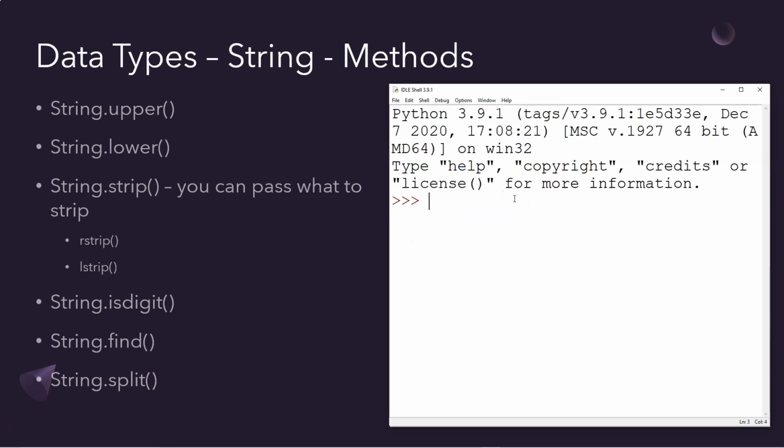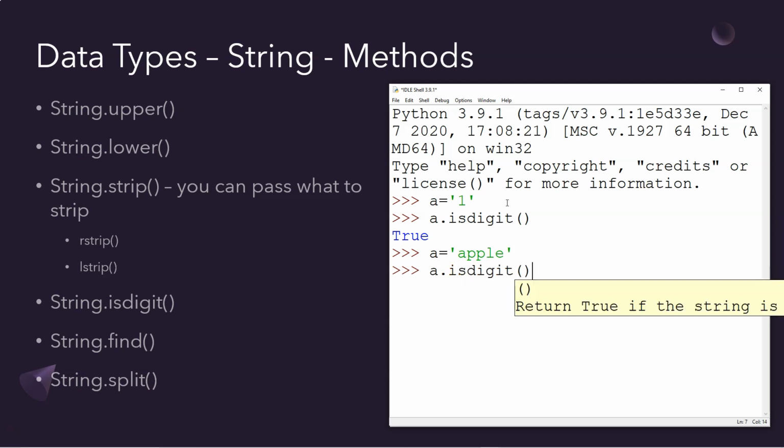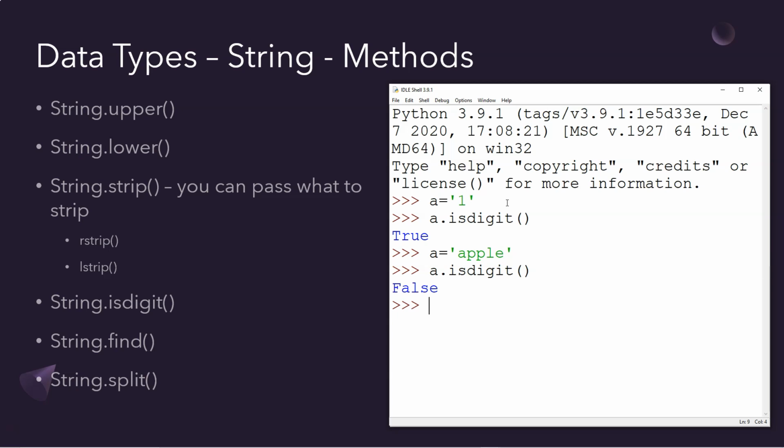There are other functions like is digit, which we use to check whether a string is a digit. For example, if I have a equal to 1 and I say a dot is digit, it gives me true. If a equal to apple and then I say a dot is digit, it gives me false. So we can use this to see what type of value is there in the string, whether it's a digit or not.